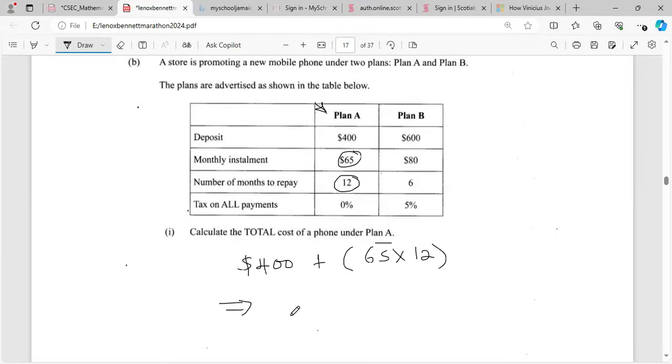So it's going to be 65 times 12. So 65 times 12, that's 780. So we're going to add 400 plus the 780, as the total would be the deposit plus the total monthly installment. So that gives you 1,180.